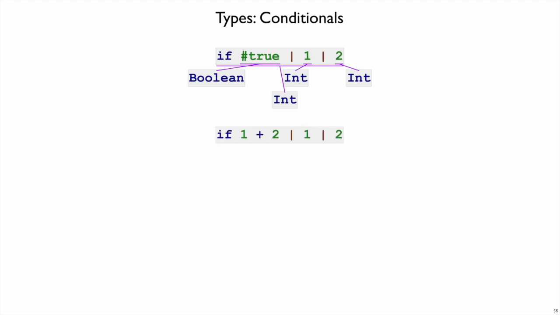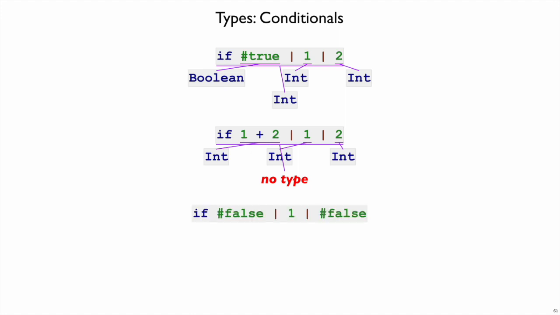In this next example, if 1 plus 2, that expression 1 plus 2 has type int. Doesn't really matter what the then and else types are, because we're going to reject the if overall, since we won't get a Boolean back. Or if we do get a Boolean back, but the then and else cases have different types, then overall we don't give a type for the if.